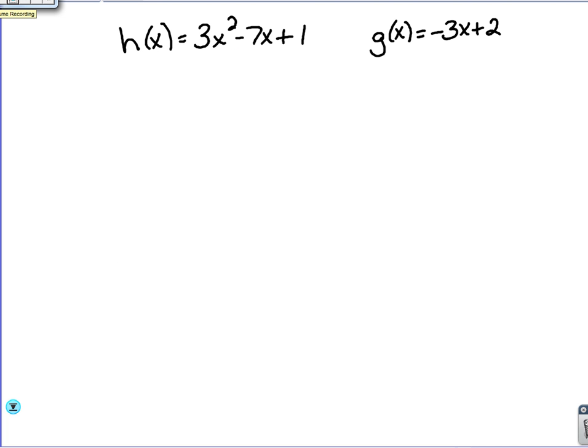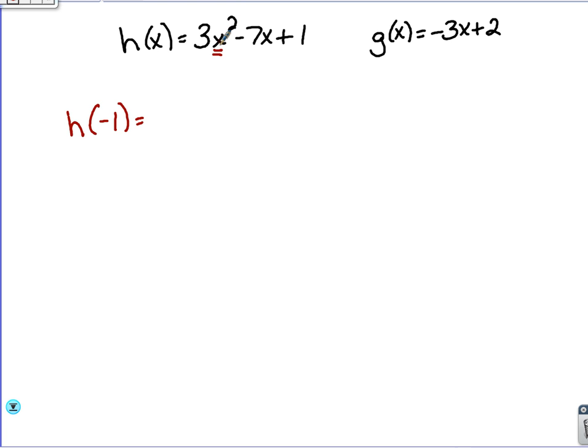Okay, working some more problems. I've actually given you two different functions here, h of x being 3x squared minus 7x plus 1, and g of x being negative 3x plus 2. And again, on your homework, what they're going to ask you to do is they might say, let's find h of negative 1. H of negative 1, again, simply means let's take out the x and plug in a negative 1.